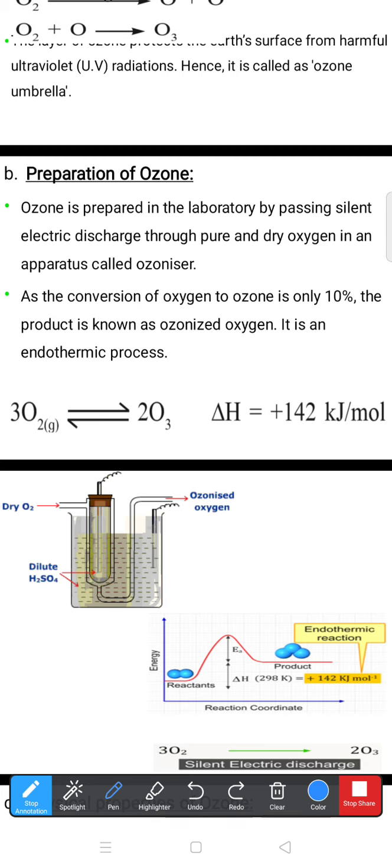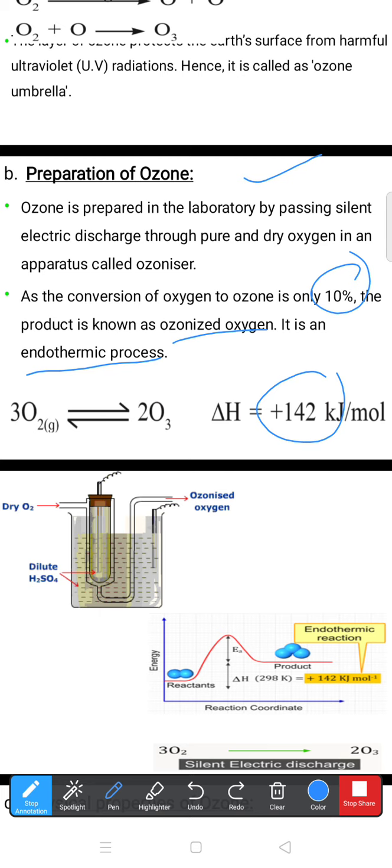Then how to prepare ozone? Ozone is prepared in the laboratory by passing silent electric discharge through pure and dry oxygen in an apparatus called an ozonizer. As the conversion of oxygen to ozone is only about 10%, the product is known as ozonised oxygen. It is an endothermic process. Endothermic means heat is absorbed. How much? Plus 142 kilojoule per mole of heat is absorbed in this process.